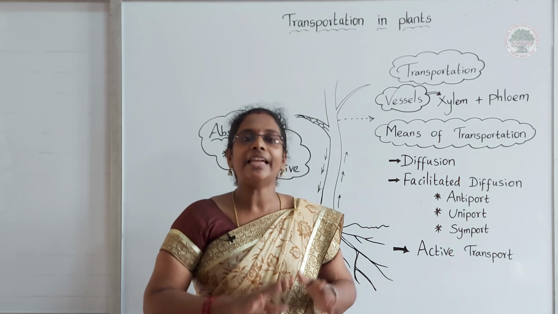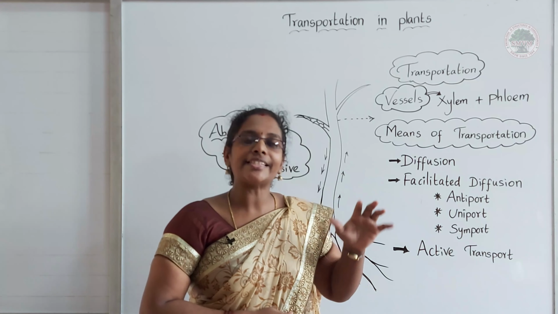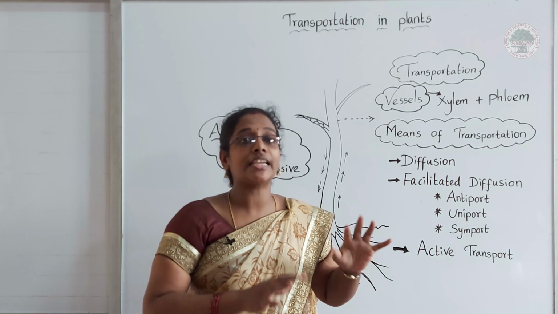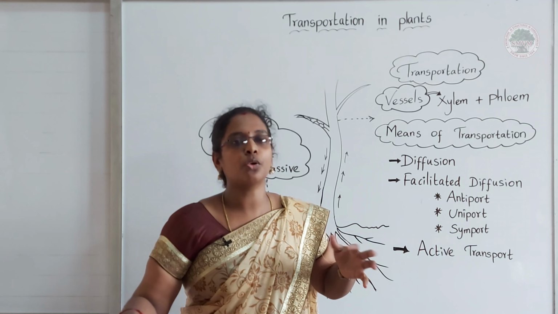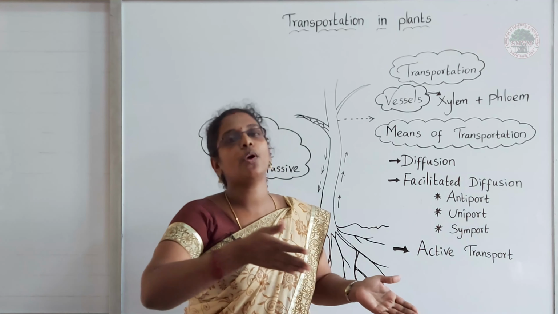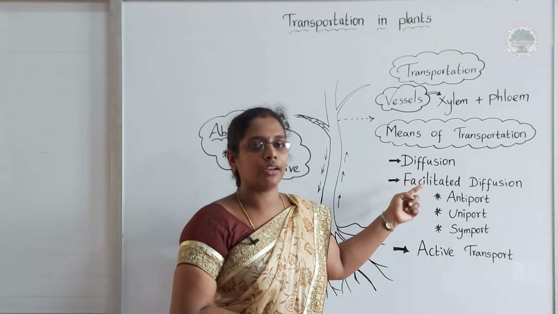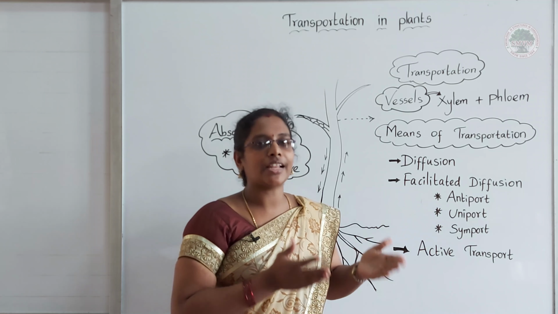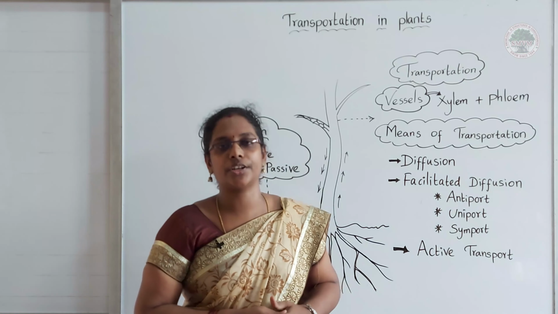For example, in the leaf, the food gets prepared. Now the nutrient level in the leaf cells is more, but not in other parts. So the nutrients just get transported from the leaf to other parts. So that is called diffusion. Diffusion means the transportation from higher concentration to the lower concentration.